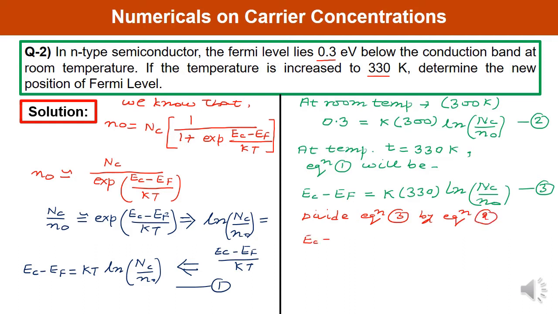So what will you get over here? This term would be EC minus EF upon the left hand term of equation 2, which is 0.3. Right hand side would be 330 upon 300. Rest of the terms will cancel out. It means EC minus EF will be 0.33 electron volt. What does it mean? It means the Fermi level will lie 0.33 electron volt below the conduction band. So this is the answer.